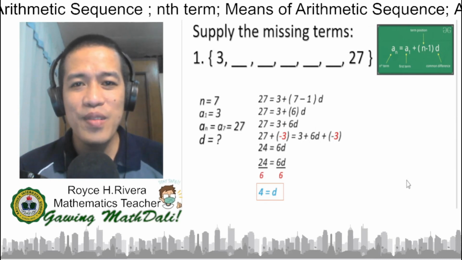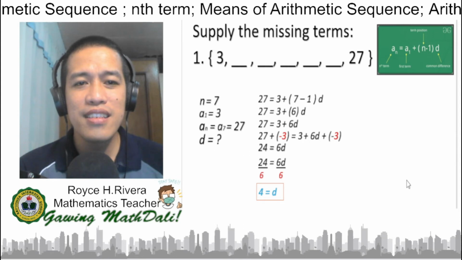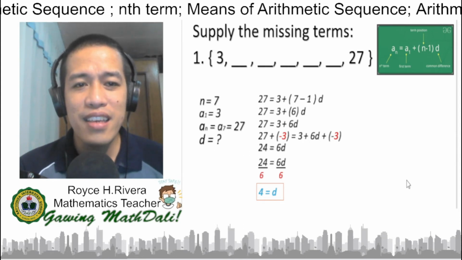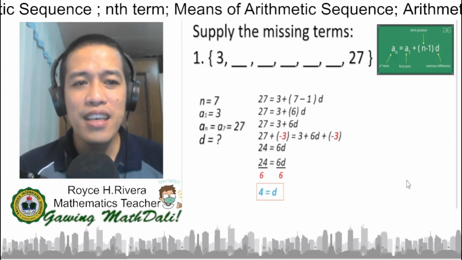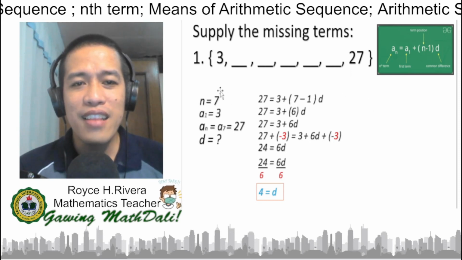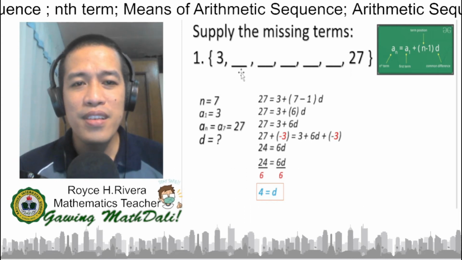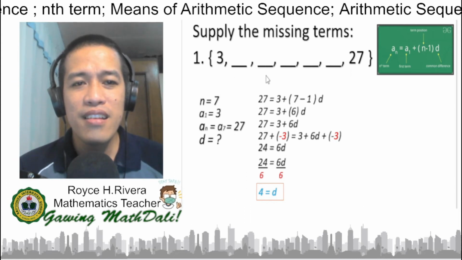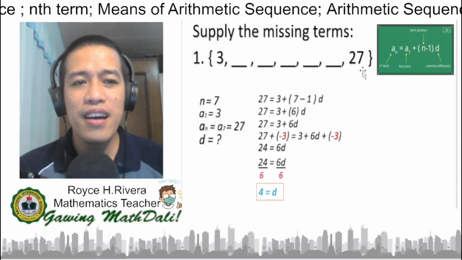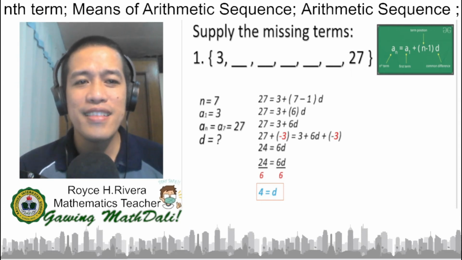Check natin kung tama ang ating nakuhang common difference. Kailangan maging eksakto ang magiging panghuling term kapag nag-add tayo ng 4 sa 3, 4 sa second term, sa third term, fourth term, hanggang makarating ng 27. Tingnan natin.